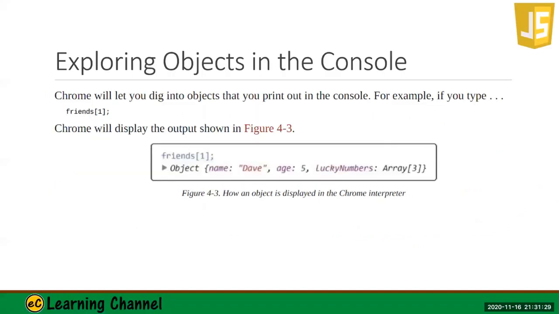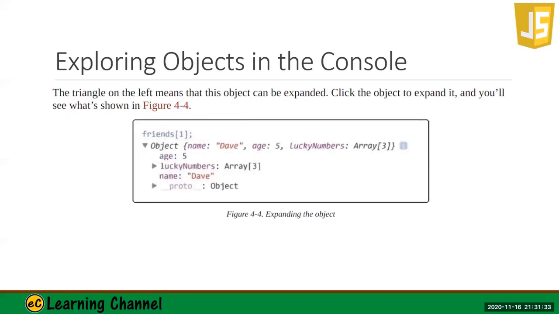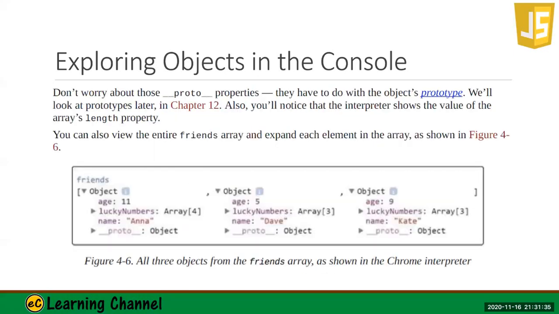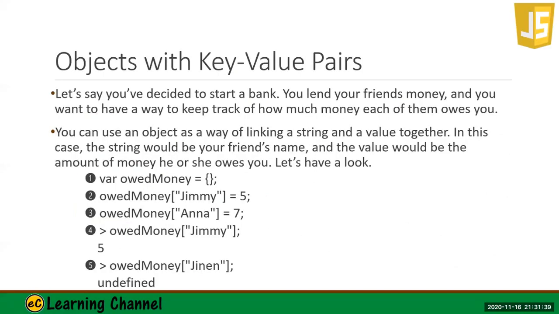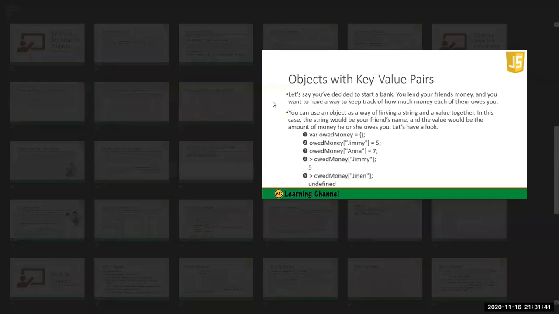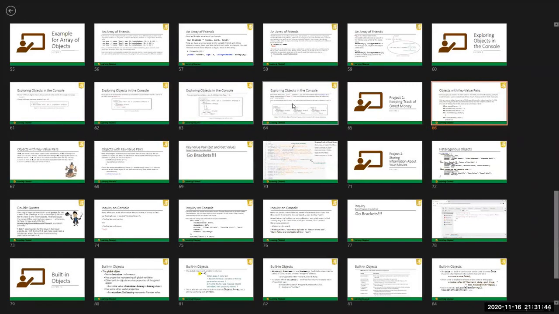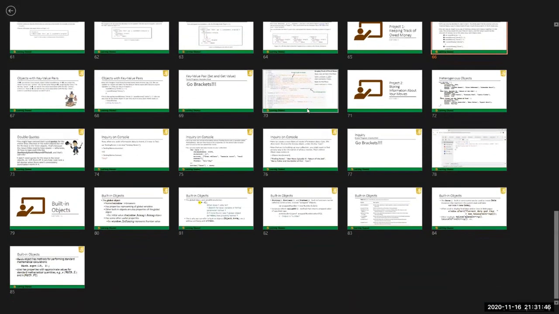And you can explore it in the console. Basically, we tried it already, the A, B, C, D, whatever. There's a project one. Let me see how much time we still have. We are almost done. We have project 1, project 2, project 3, and built-in objects.